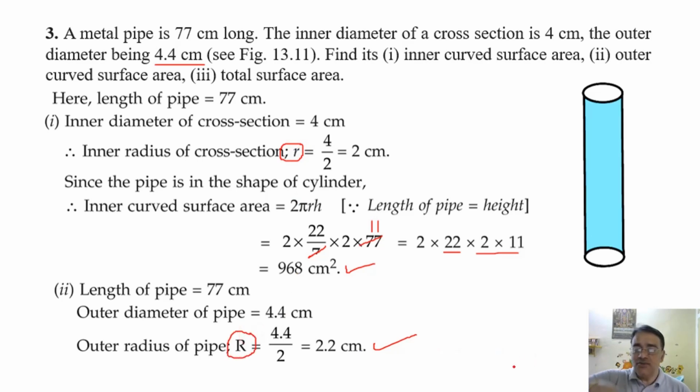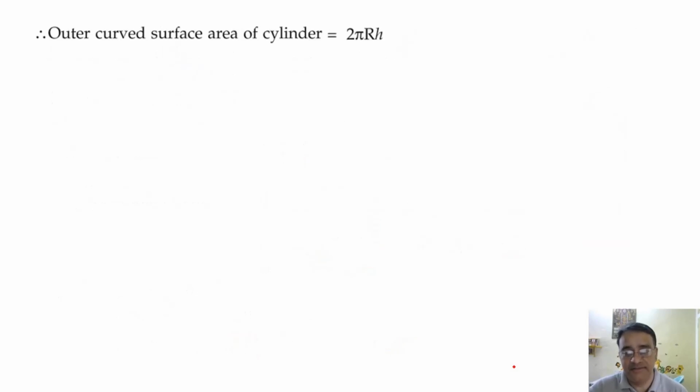So outer जो surface होगा वो भी cylindrical form में होगा, and that is equal to the CSA of cylinder, that is 2 pi capital RH. Whether this is clear? Yes, sir. Now we'll substitute all the values. Again, these two can be cancelled.